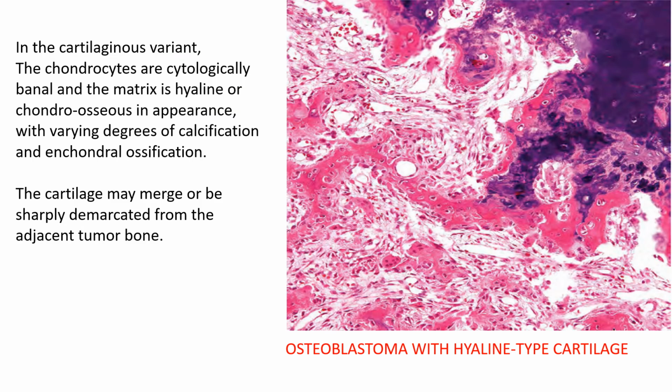This is a photomicrograph to show osteoblastoma with hyaline type cartilage. In this cartilaginous variant, the chondrocytes are cytologically banal and the matrix is hyaline or chondro-osseous in appearance, with varying degree of calcification and enchondral ossification. The cartilage may merge or be sharply demarcated from the adjacent tumor bone. Here we can see the bones. Hyaline type of cartilage.